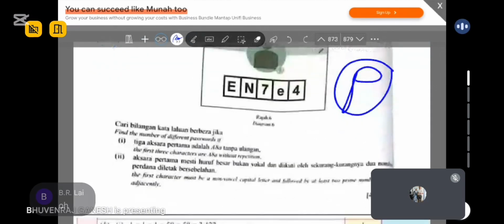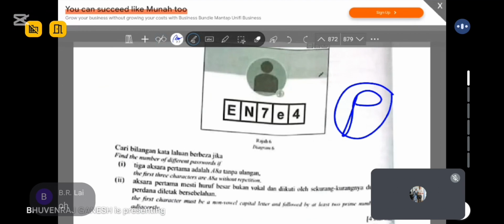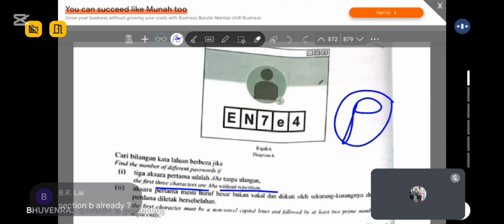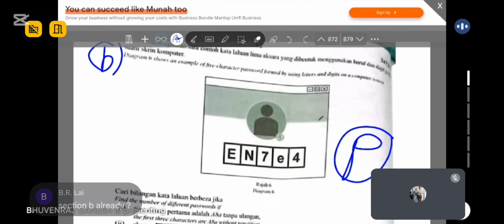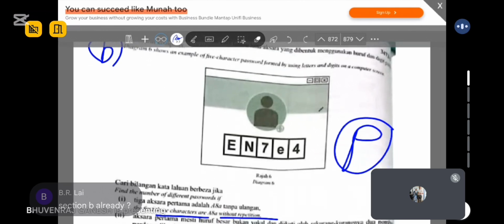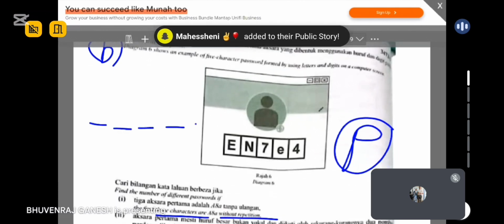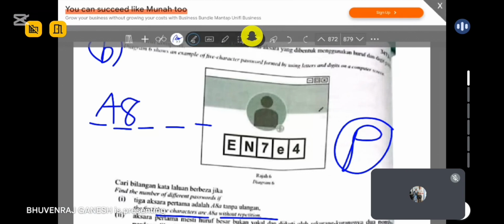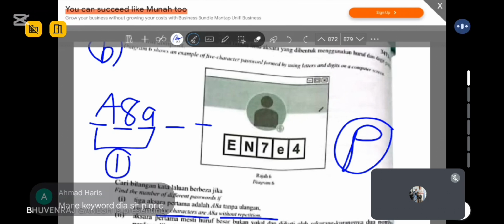Okay, so this permutation. The first question says the first 3 characters are A8A. They want to form a 5 digit passcode: 1, 2, 3, 4, 5. They say the first 3 digits are fixed, so all of these will be 1. Satu cara sahaja, betul? Sebab kamu tak boleh tukar. You cannot change it. It's fixed already.